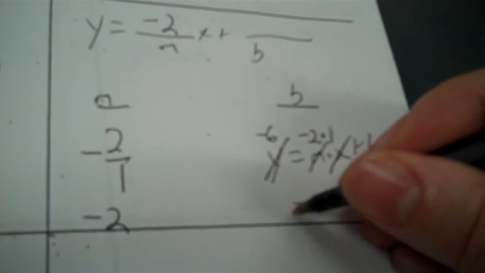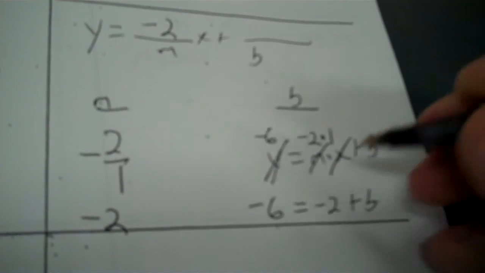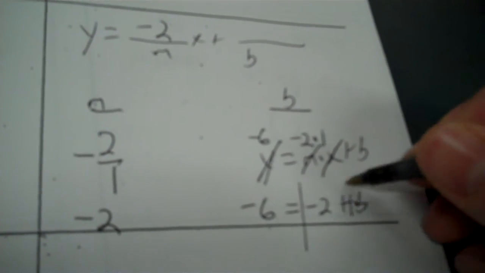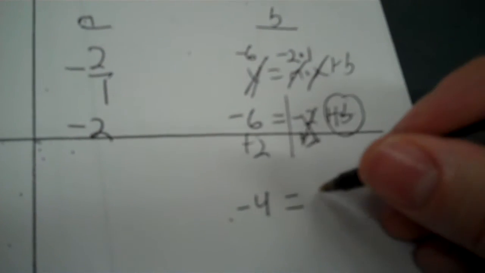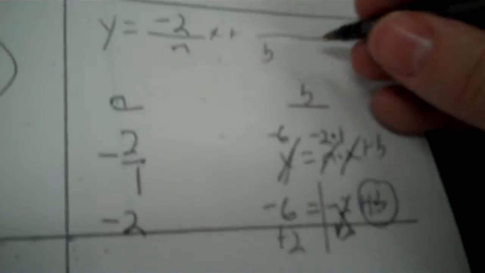Okay, so the m is negative 2. The y and x are still coming from the 1, negative 6. So negative 6 times 1. Negative 2 times 1 is negative 2 plus b. Wall goes up. So add 2 to both sides. That's negative 4. Divide by 1. Negative 4 divided by 1 is negative 4.